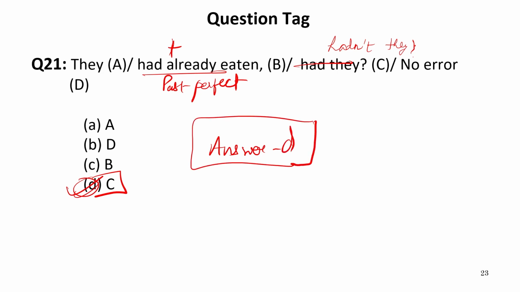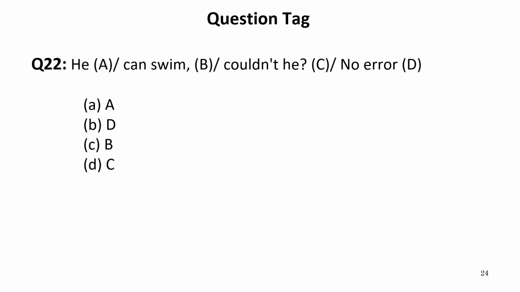Now let us move to the next one. Now we have question number 22. He can swim. So can shows the ability. Couldn't he? Now we know well that if the statement is positive, the question tag has to be negative. And if the statement is negative, the question tag has to be positive. Here we can see the statement is positive, so the question tag has to be negative.